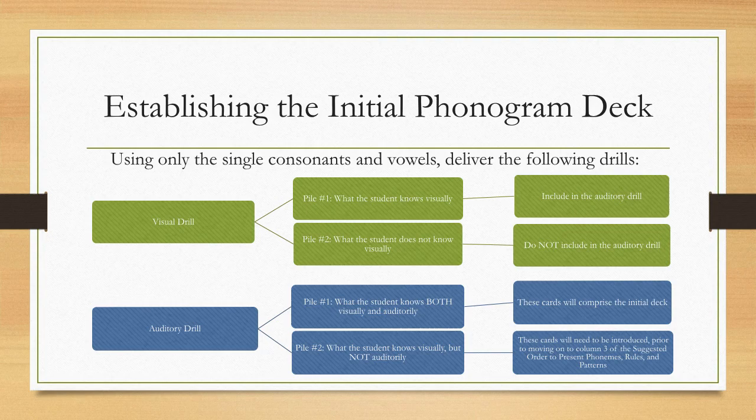If you are working in a whole group setting, then you can use the informal coding assessment results to pinpoint any single consonants and short vowels you may need to introduce to your class prior to beginning column 3 of the suggested order to present phonemes, rules, and patterns. Ultimately, you need to ensure that your whole group knows all of the single consonants and short vowels prior to moving on to the next column.